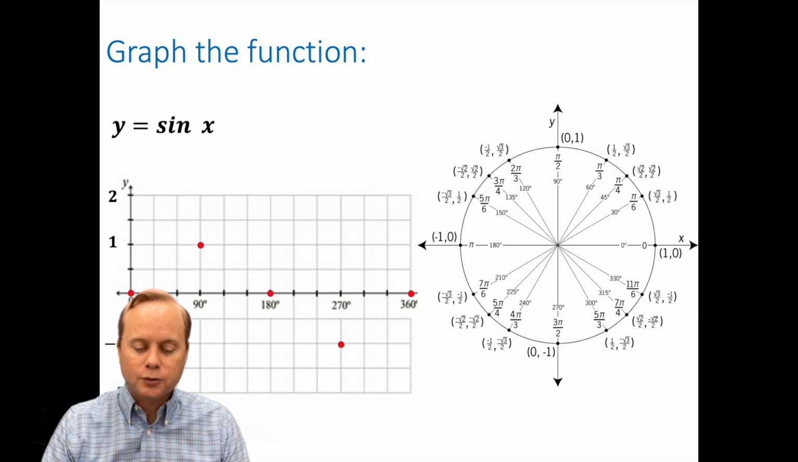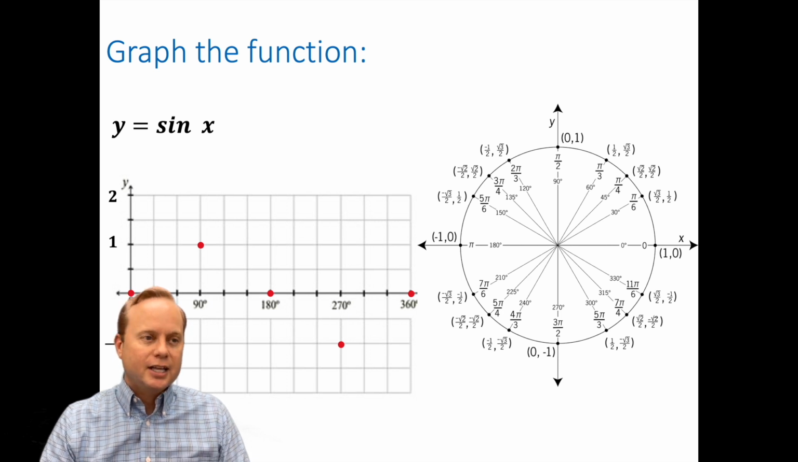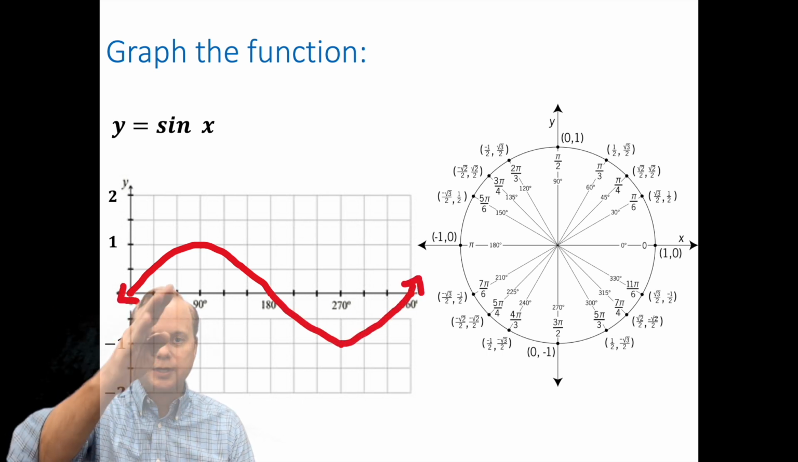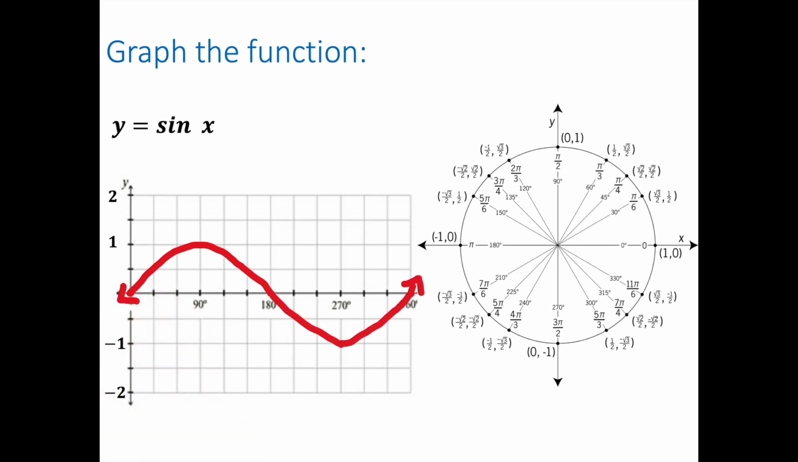So now what I have to do is just draw a line to connect all these, and it's a curvy line, okay? So it curves around, right? It goes up and it curves down. It goes up and curves down. And it continues. That's why I put the arrows on it. So that would be my graph of the sine of x.